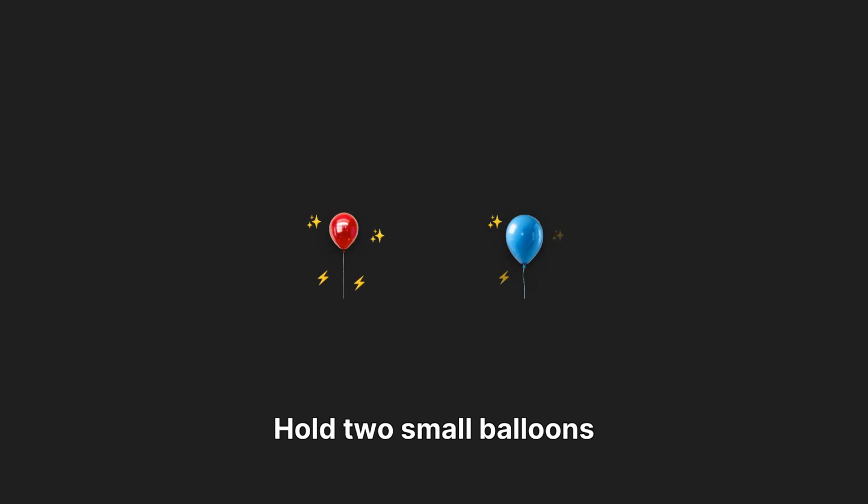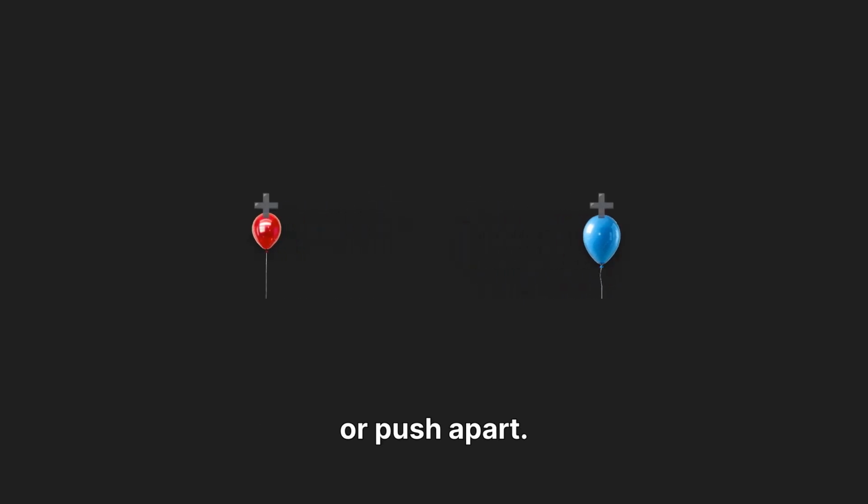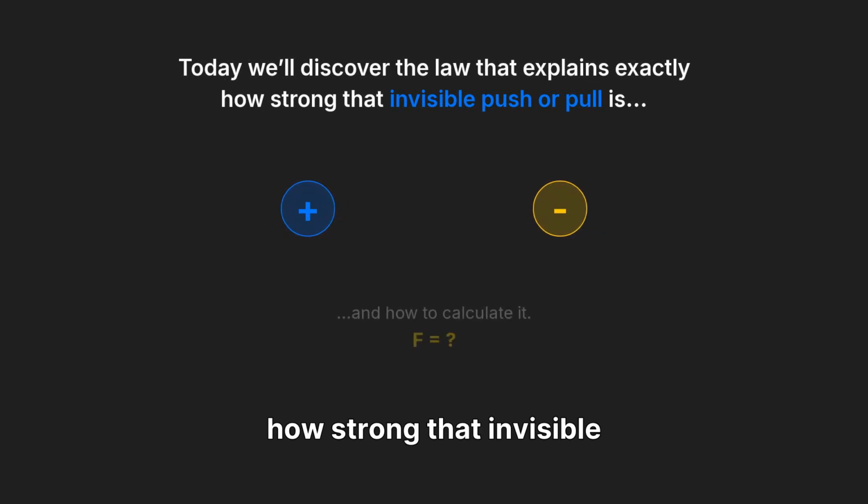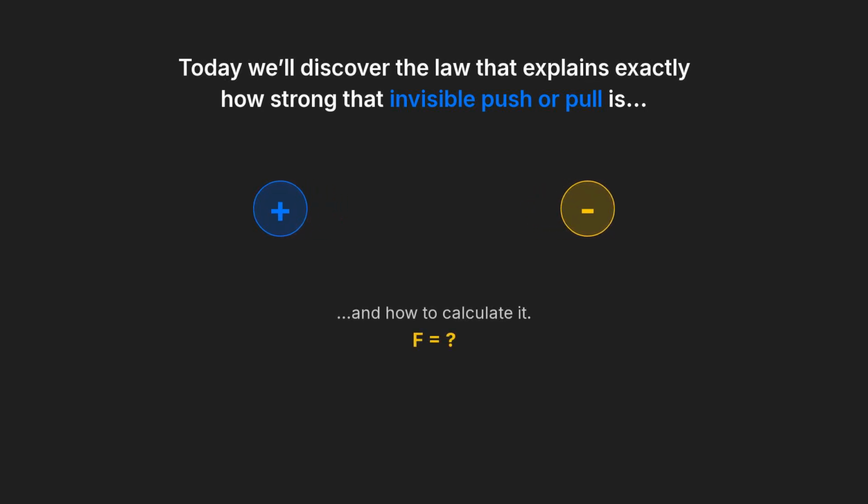Hold two small balloons rubbed on your hair. Pull them close. They either snap together or push apart. Today we'll discover the law that explains exactly how strong that invisible push or pull is and how to calculate it.